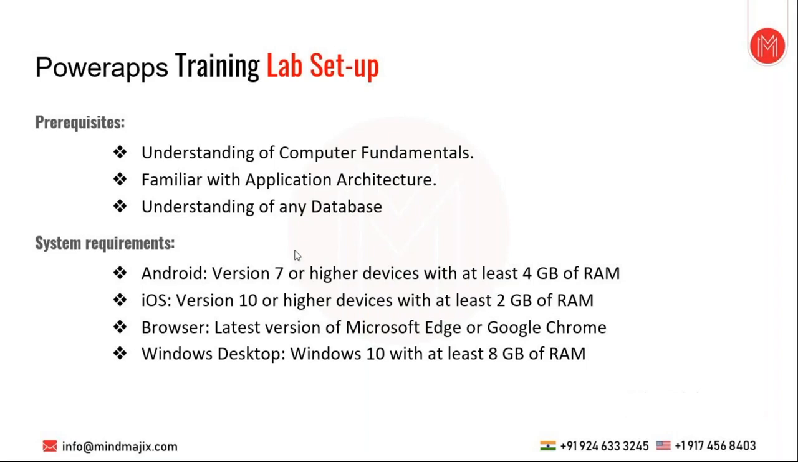Now let's talk about the system requirements. An Android version 7 or higher device with at least 4 GB of RAM, or an iOS version 10 or higher device with at least 2 GB of RAM. Basically, Power App is a mobile application, so we will use this application on a mobile device. The Android must be version 7 or higher with at least 4 GB of RAM, and iOS version 10 or higher with at least 2 GB of RAM. And a browser, the latest version of Microsoft Edge or Google Chrome, and Windows desktop 10 or 8 can work with at least 8 GB of RAM, because Power App is a cloud application. The RAM should be minimum 8.